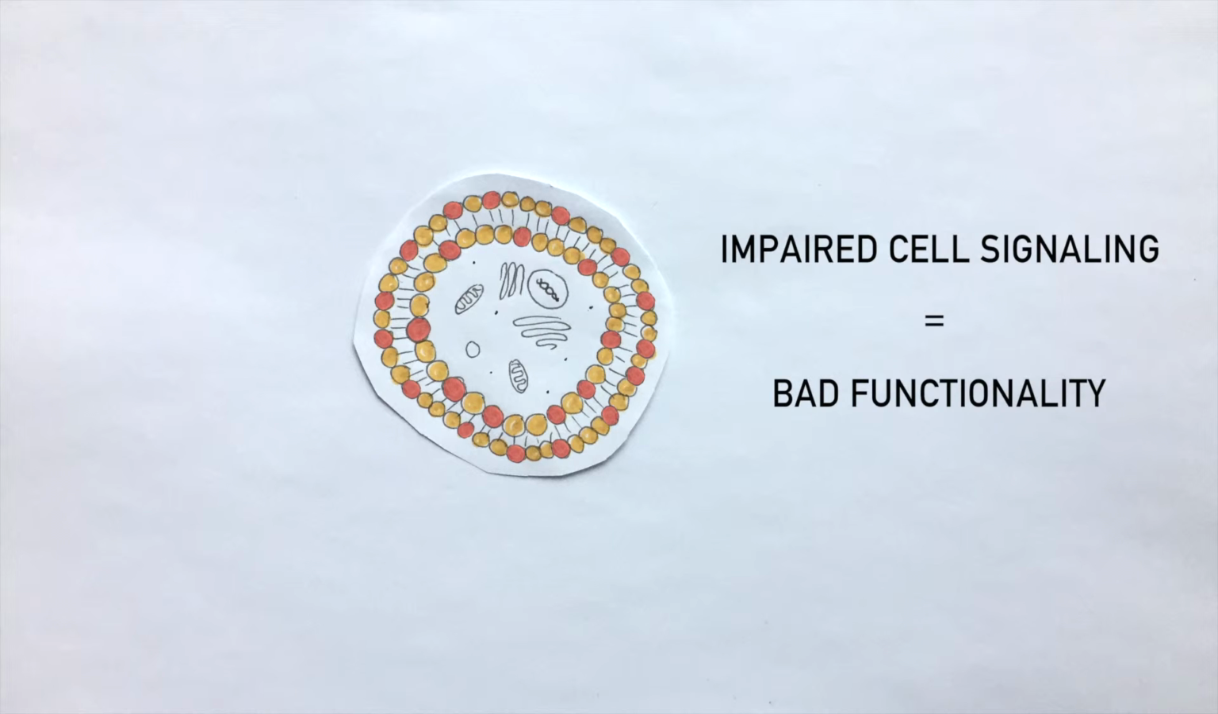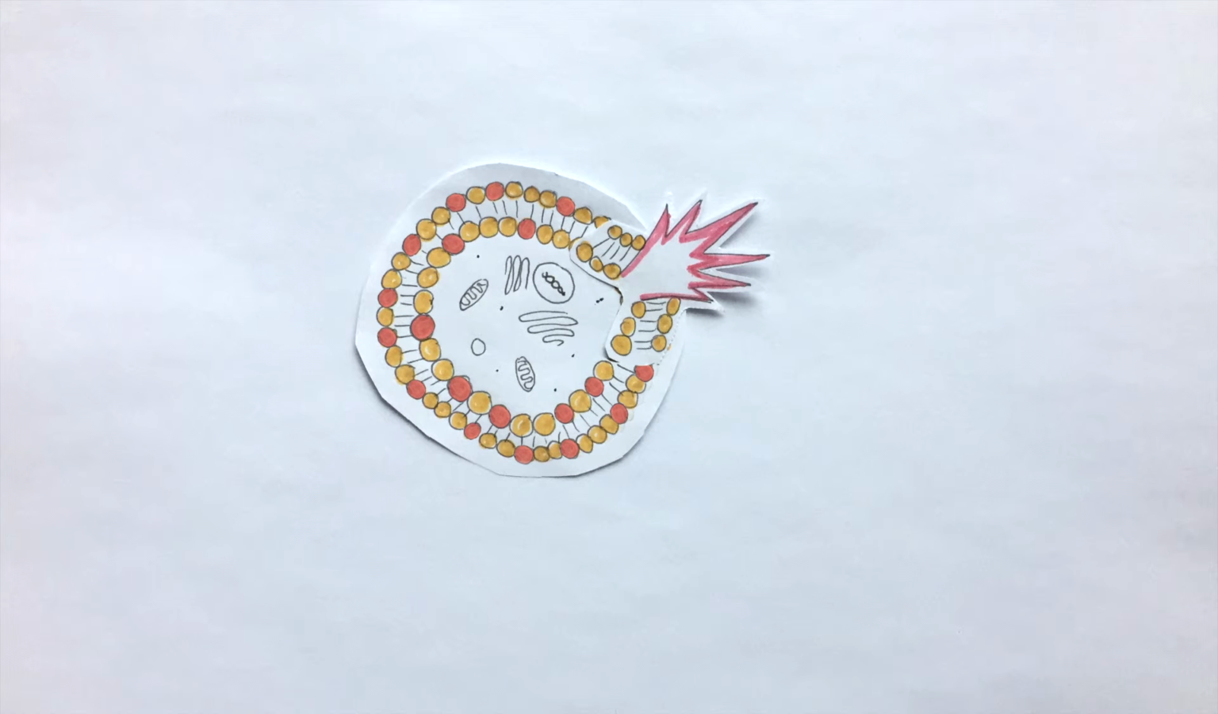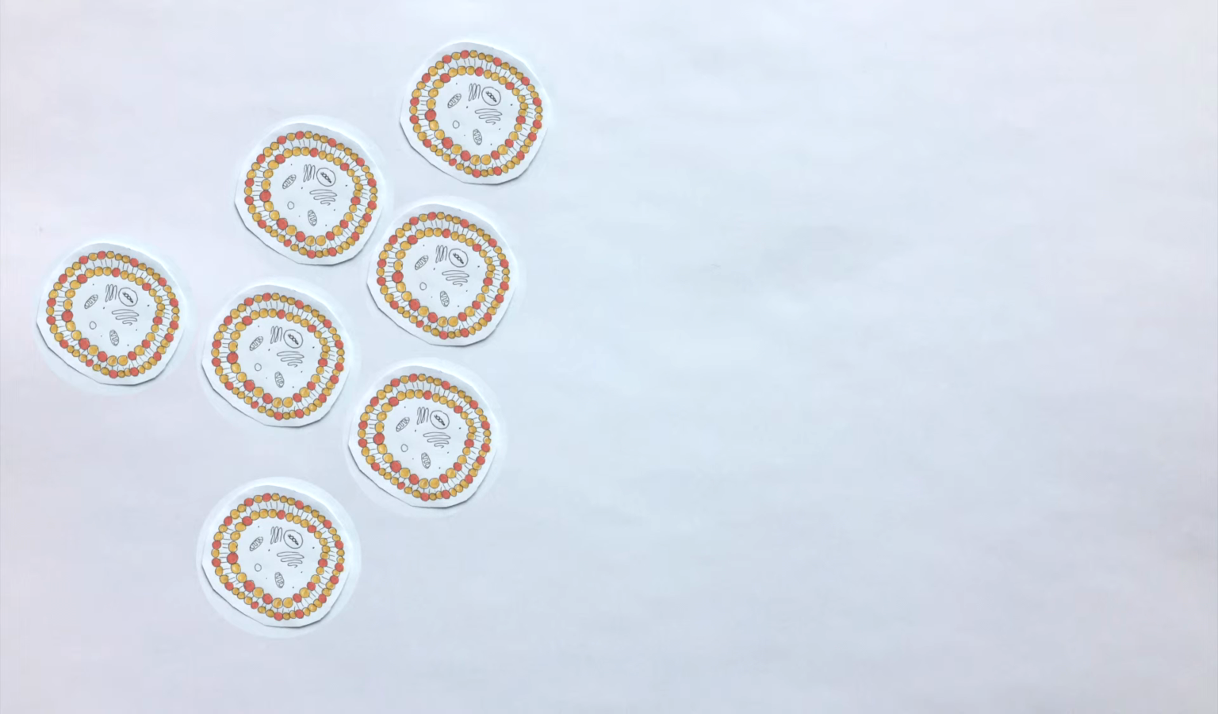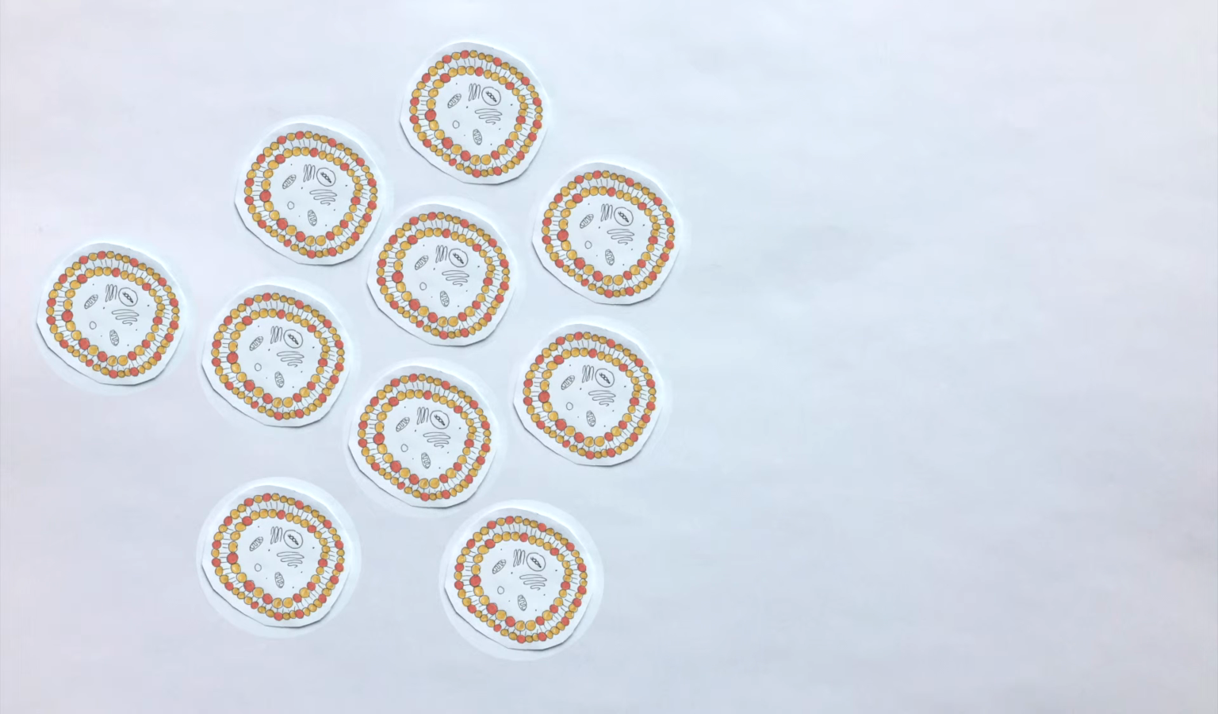And if a big enough amount of the membrane consists of these rigid fatty acids, the whole cell can even burst. If this happens to a big amount of cells in your body, the cells can't communicate with each other, and that's how diseases are developed.